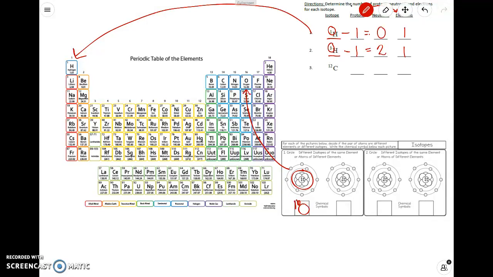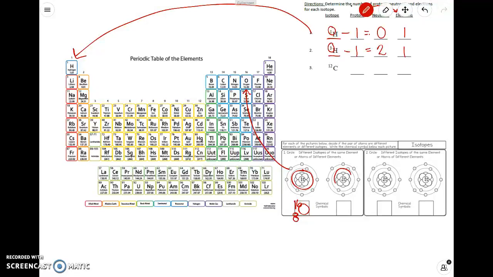Let me just fix that so that it looks like a 6. There we go. And its atomic number will go on the bottom, and that's its number of protons. So on the bottom, we'll write 8.